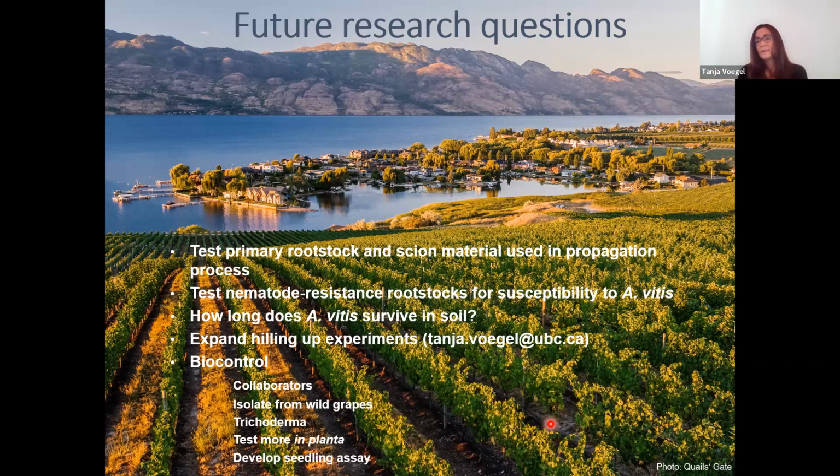Another thing we want to do is isolate bacteria from wild grapes, because we do know A. vitis is present, but wild grapes don't seem to have symptoms. So maybe there is something there within the wild grapes that protects them. We also want to do more trichoderma research, and we have to do more in planta testing in general, but for that, we're going to have to develop our seedling assay.